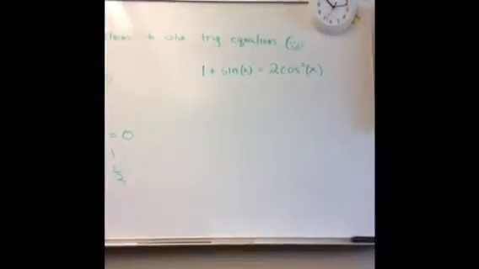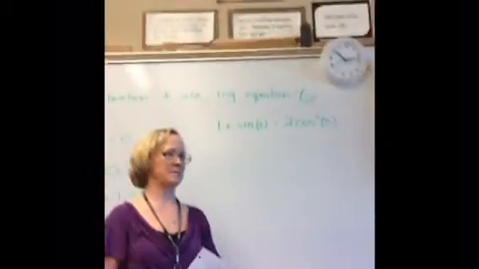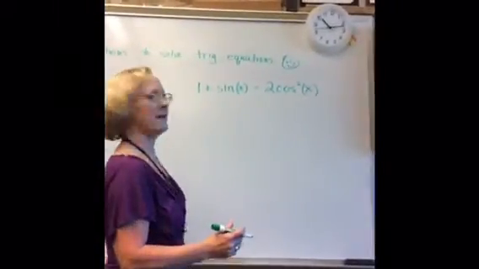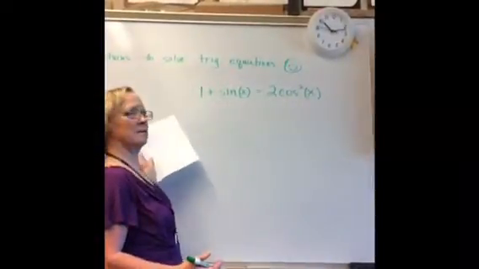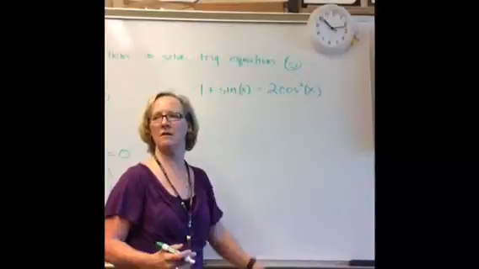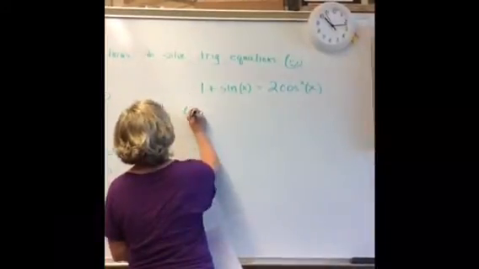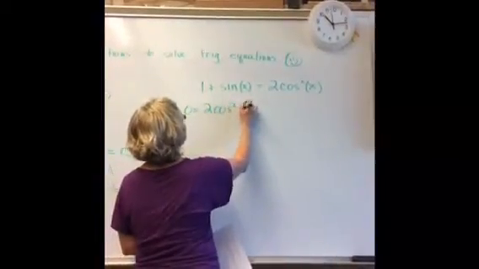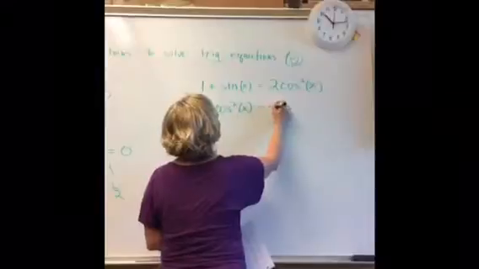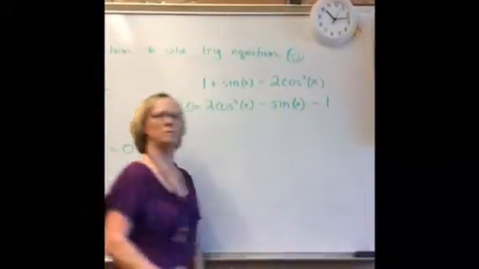So we should get it all on one side and set it equal to 0. Okay, first idea. Let's get it all on one side and set it equal to 0. Is that an okay idea? I like that idea. Do you want to take this over here, or do you want to take the other stuff over there? We're going to keep this positive, so we're going to subtract. So we're going to go 0 equals 2 cos squared of x minus sine of x minus 1.